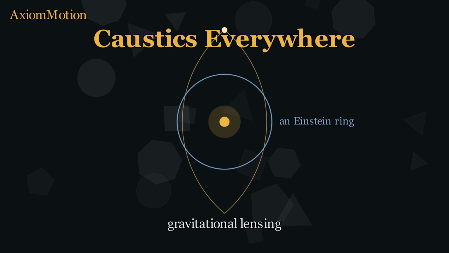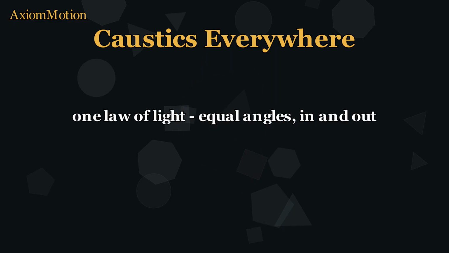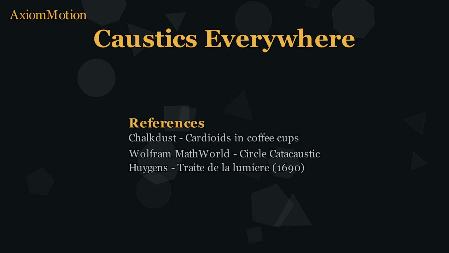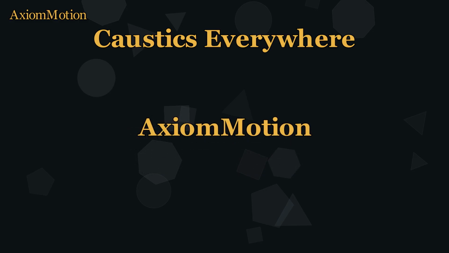A whole galaxy can bend the light of something far behind it, smearing it into arcs and rings, and the very same idea helps astronomers discover planets orbiting distant stars. One law of light, equal angles in and out, drawn quietly in the bottom of your cup and written across the sky.